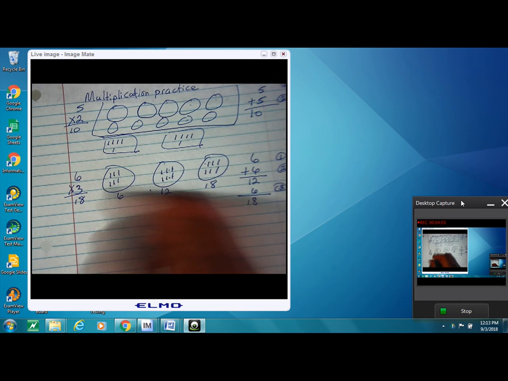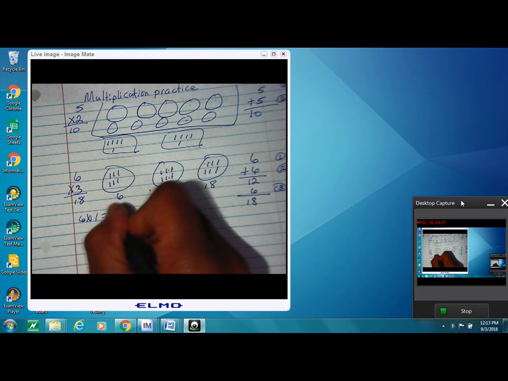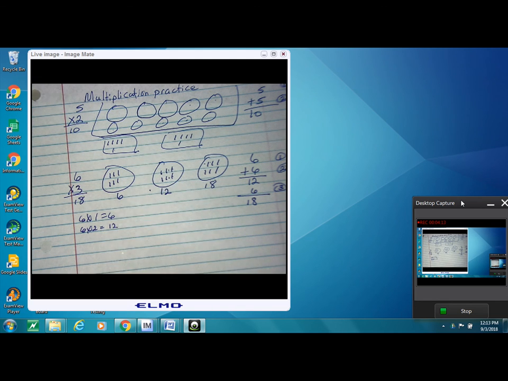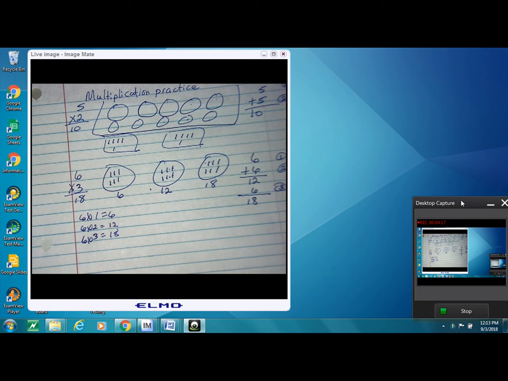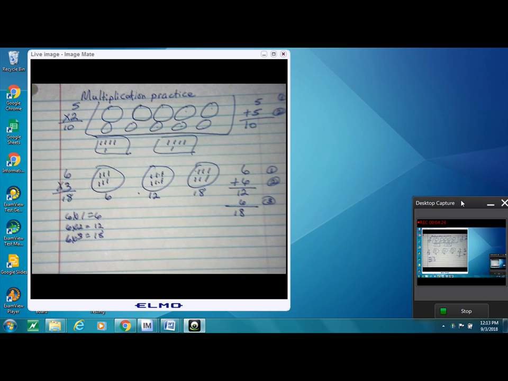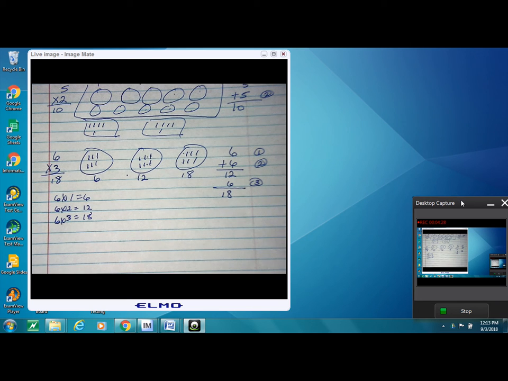Here's another thing. 6 times 1 you know is 6. 6 times 2, if you know it, it's 12. And 6 times 3 then is 18. Okay? That's a couple of different ways. I'm talking. Hopefully, I'm not talking so fast that you can't follow what I'm doing. I just want to make sure I'm showing you multiple ways to find these answers.